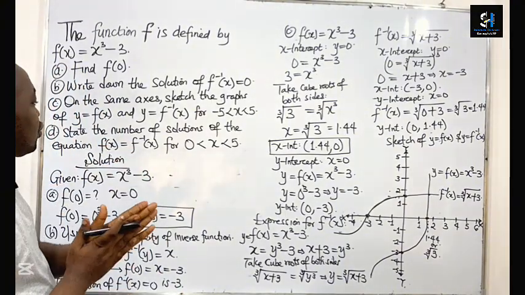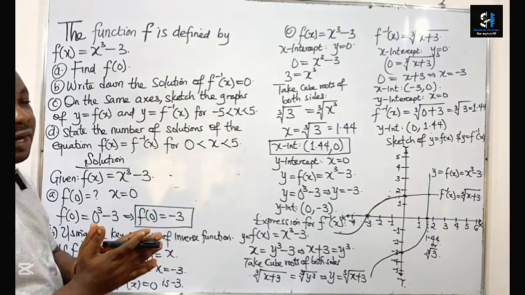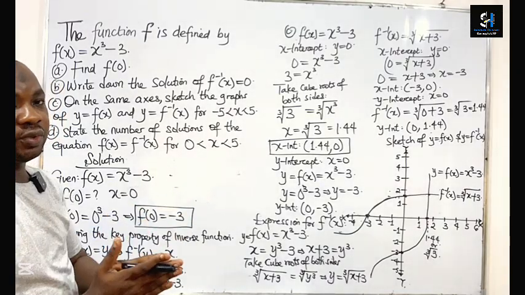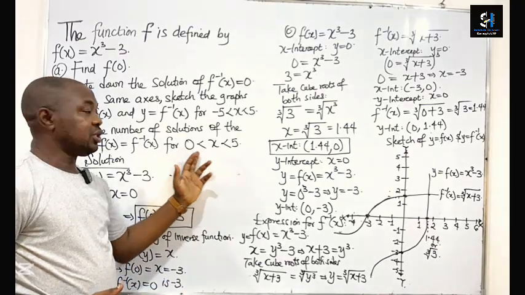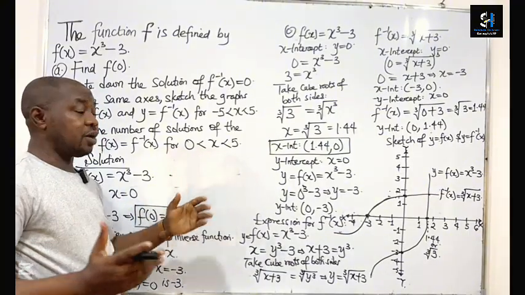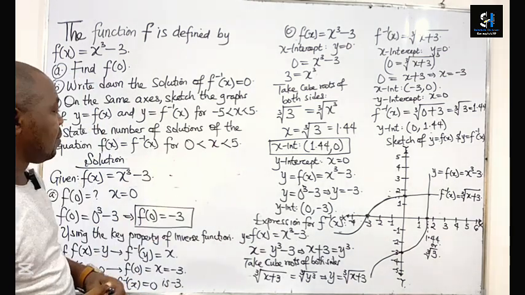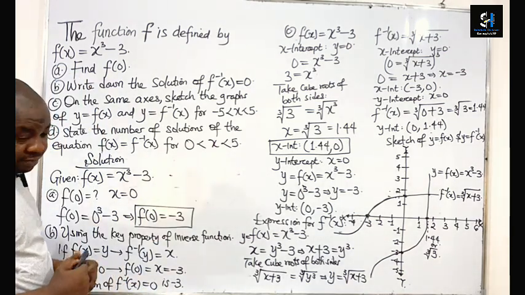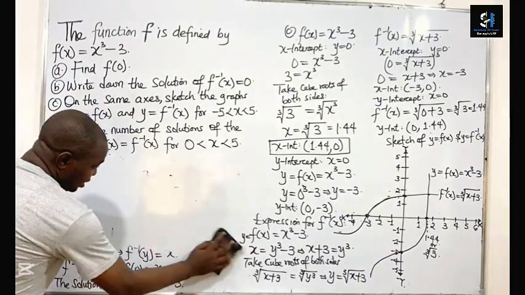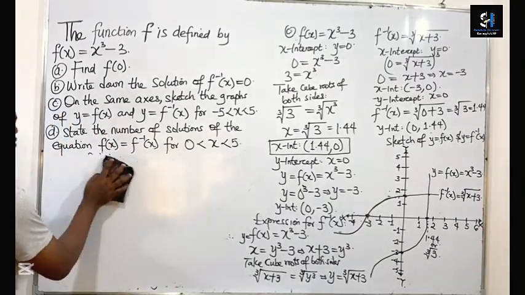State the number of solutions of the equation f of x equals the inverse function of x for 0 less than x less than 5. Very simple question. It's just for us to test values between 0 and 5. When we test values in this case, this is an open boundary case, the open interval rather. So it means that I can use the intermediate value theorem to find the number of solutions. It should be one solution.